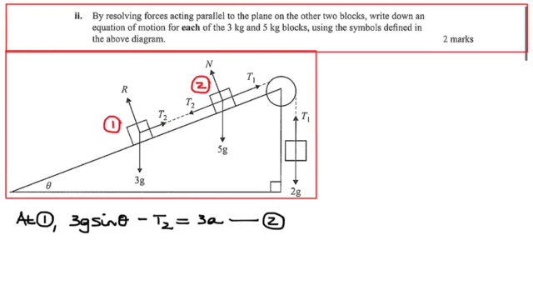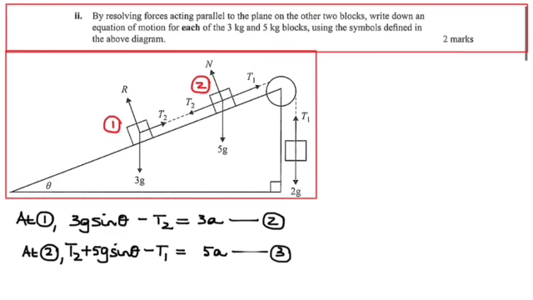So we've got 3G sine theta, remembering that this angle here, if I draw that line perpendicular to the plane that way, then this little angle in here between that perpendicular line and this force will be theta. Okay, so 3G sine theta minus T1 equals 3A. That's no problem. And I call that equation 2 because I've already got an equation over the page which I called equation 1 on the previous screen.